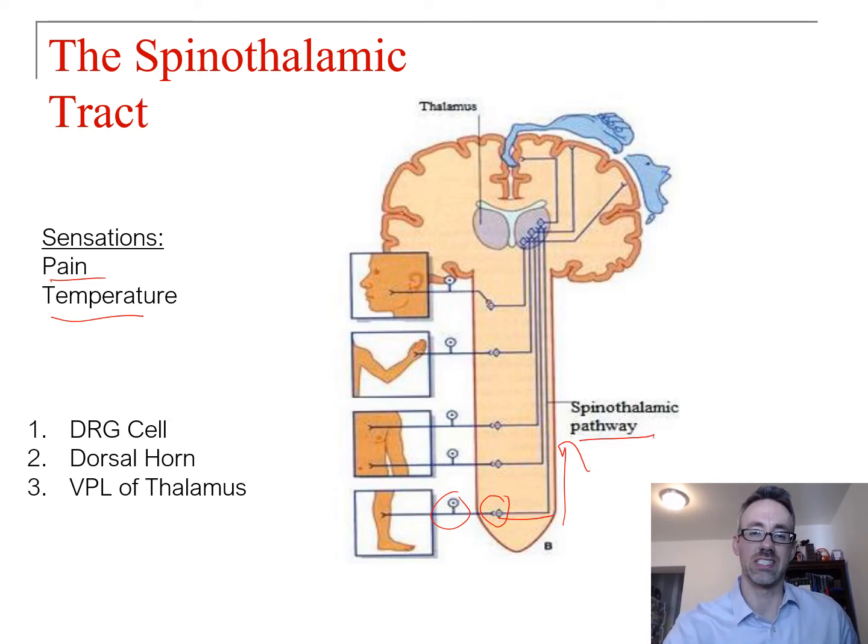And it's going to ascend all the way to the thalamus on the opposite side, where there is cell number 3, again in the VPL of the thalamus. And then that's going to send that to the appropriate portion of the cortex there, as designated by the homunculus, which you see there.